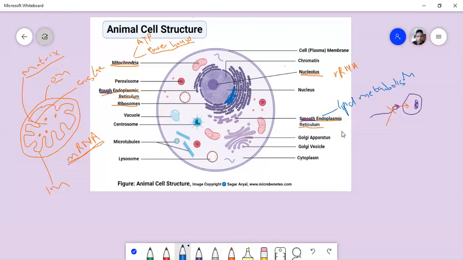So instead of synthesizing proteins, it synthesizes what? Fat and cholesterol. So meaning that the cholesterol that you see that is between the fatty acids of the plasma membrane, where is it from? It's from the smooth endoplasmic reticulum, right? So it synthesizes fat and cholesterol, and it breaks down fat and cholesterol, right? And your smooth endoplasmic reticulum is also responsible for detoxification of drugs, right?